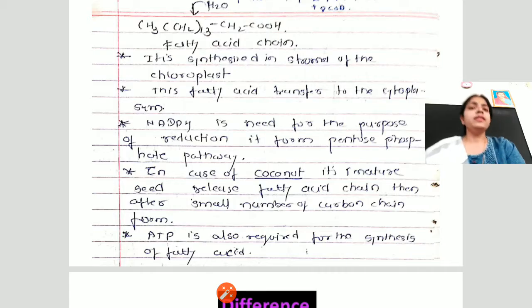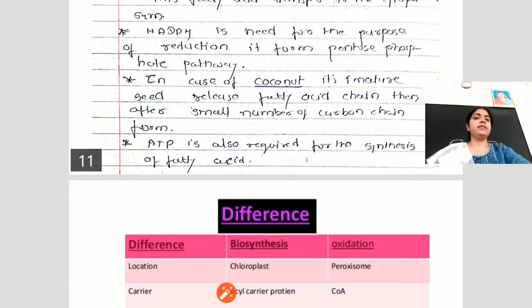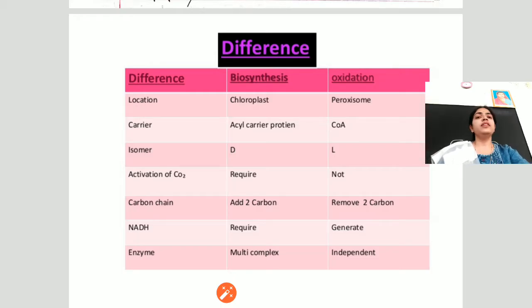These fatty acid chains are produced in the stroma of the chloroplast, and the fatty acids are transferred to the cytoplasm for various metabolic purposes. NADPH is needed for reduction, in the form of the pentose phosphate pathway. ATP is also required for the synthesis of fatty acids. These are the differences between fatty acid biosynthesis and oxidation of fatty acids. Biosynthesis of fatty acid is carried out in the chloroplast and oxidation in the peroxisomes.